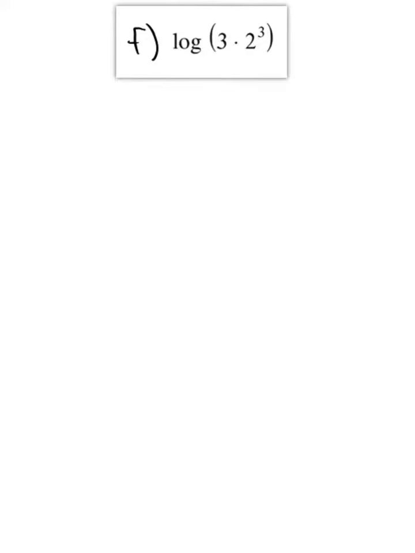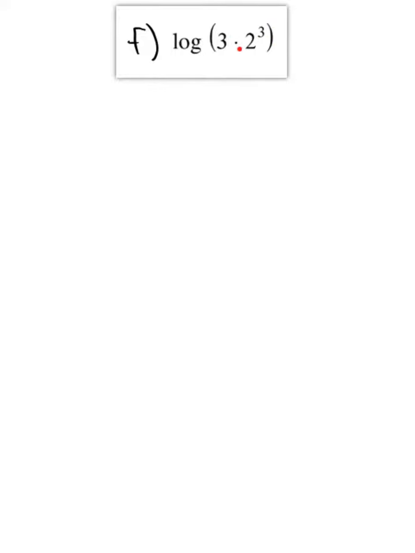Okay, so for this one, there's an exponent in there, log of 3 times 2 to the third. So there's an exponent in the argument, but we can't pull it out yet because that exponent doesn't apply to the whole argument. It just applies to part of the argument. It just applies to this 2. So the fact that this 3 is not being raised to the exponent also means we can't use the power rule first. We can only use the power rule when everything's being raised to a certain exponent.